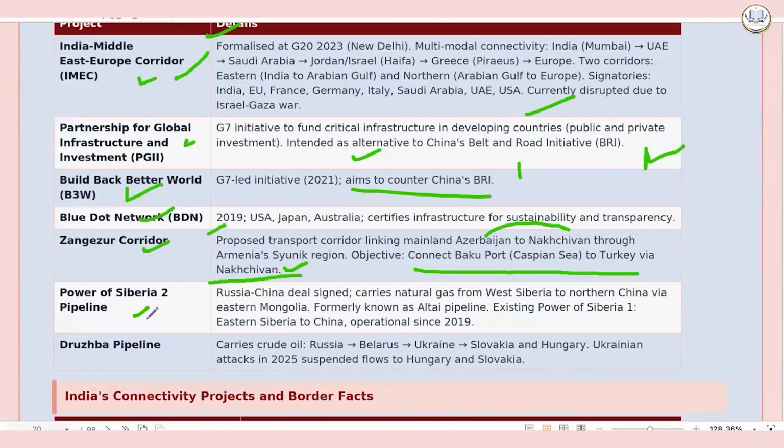Power of Siberia 2 pipeline. A Russia-China deal was signed; it carries natural gas from West Siberia to northern China via Eastern Mongolia. It was formerly known as the Altai Pipeline. Existing Power of Siberia, from Eastern Siberia to China, operational since 2019.